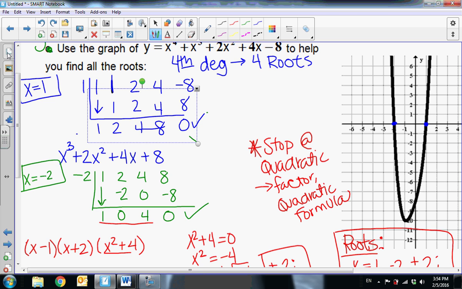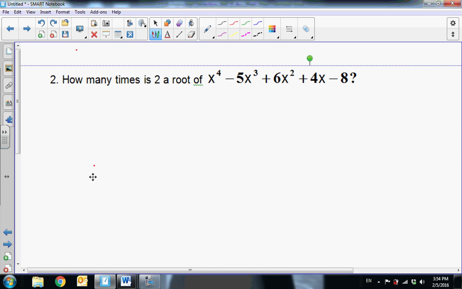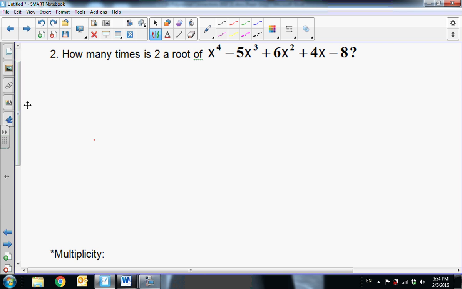Okay? All right. Flip to the front and flip to number 2, please. All right, this says how many times is 2 a root of x to the 4th minus 5x cubed plus 6x squared plus 4x minus 8? So what does that imply? Yeah, we're going to keep testing x equals 2 as a root to see how many times we can get it to go. Okay, and we're going to use synthetic division to help us here.